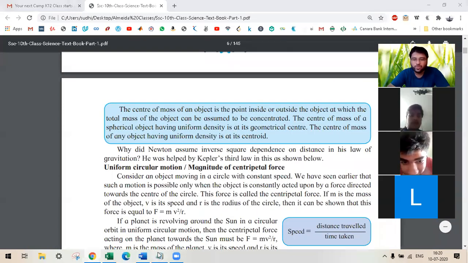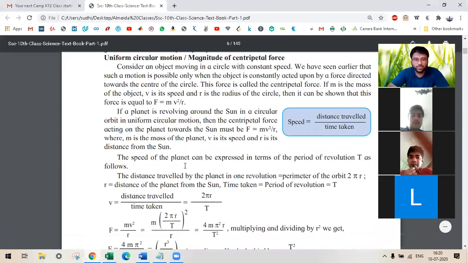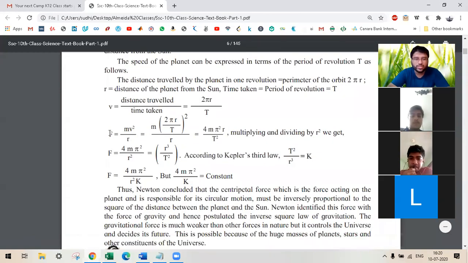Okay, so Harsh will write about uniform circular motion. Harsh, you do not have to write only the definition, okay? You have to write the equation of circular motion. Let me show you where is the equation. This one is the equation. So you should know that m is the mass of the object, v is the speed of the object, and r is the radius of the circle.